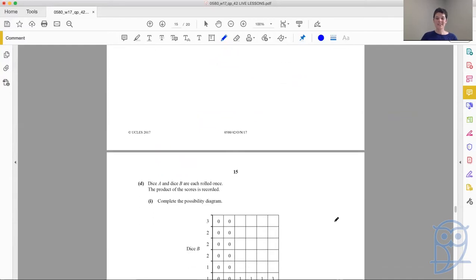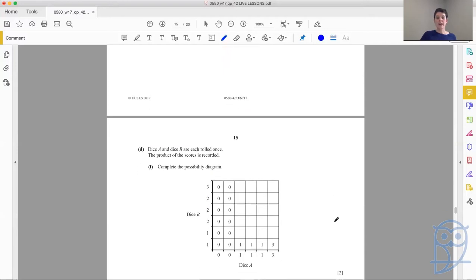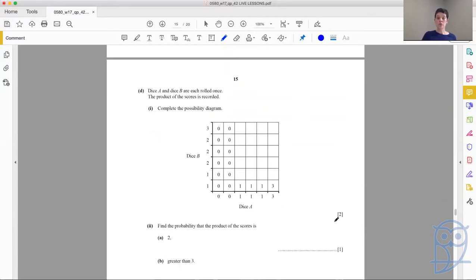Moving on with the question, we stay with these dice. Dice A and dice B are each rolled once, and the product of the scores is recorded. Complete the possibility diagram. So here we've got these simultaneous events, and we want to know what's happening. So in order to get a good idea of that, it's very helpful to have a diagram like this to understand what's going on. So the product of the scores is recorded. So this is a product grid.